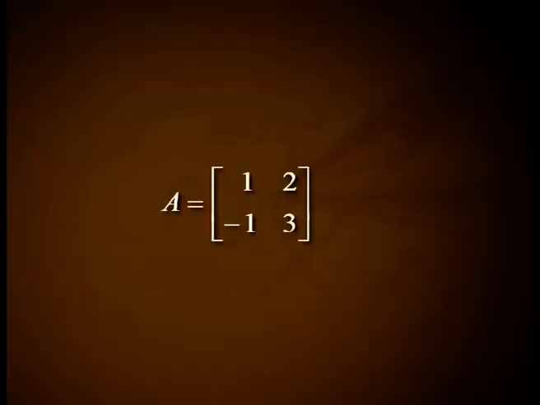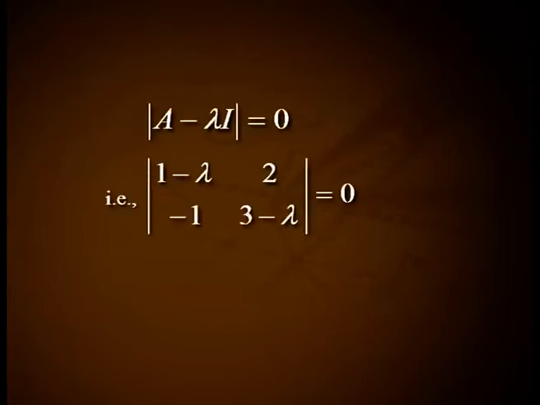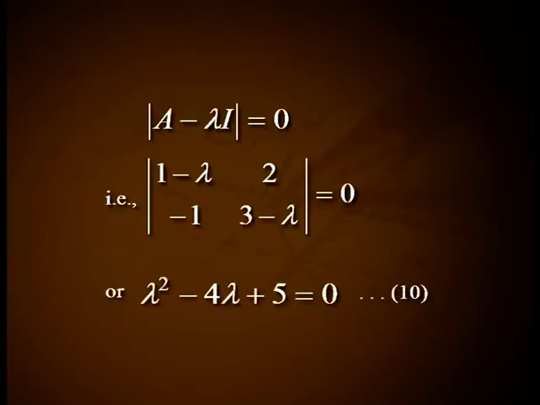Example 4. If A = [[1, 2], [-1, 3]], find A² using the Cayley-Hamilton theorem and then find A³. Solution. The characteristic equation is given by determinant |A - λI| = 0, that is, the determinant of [[1 - λ, 2], [-1, 3 - λ]] = 0, or λ² - 4λ + 5 = 0, equation 10. By the Cayley-Hamilton theorem, the matrix A satisfies its characteristic equation 10.